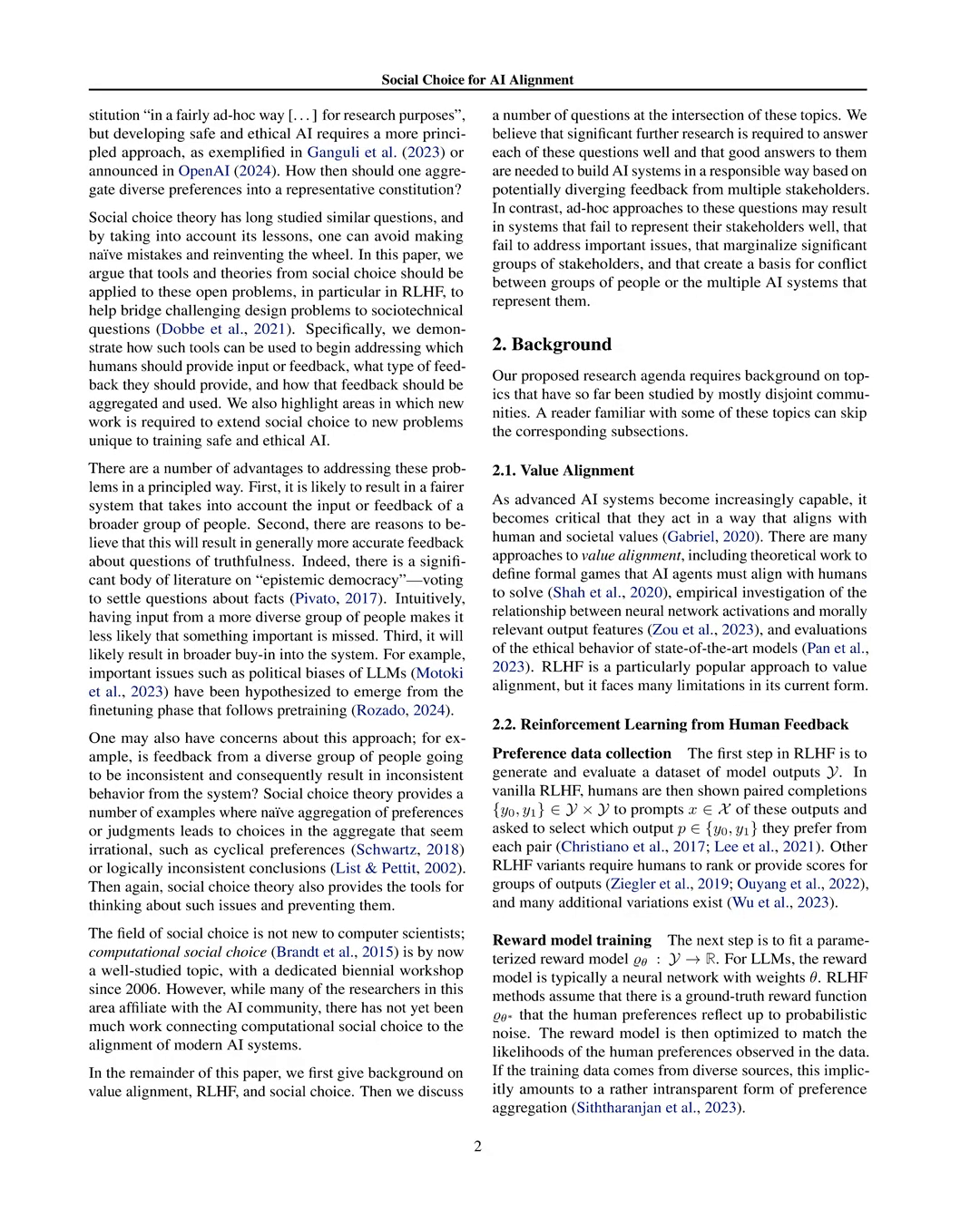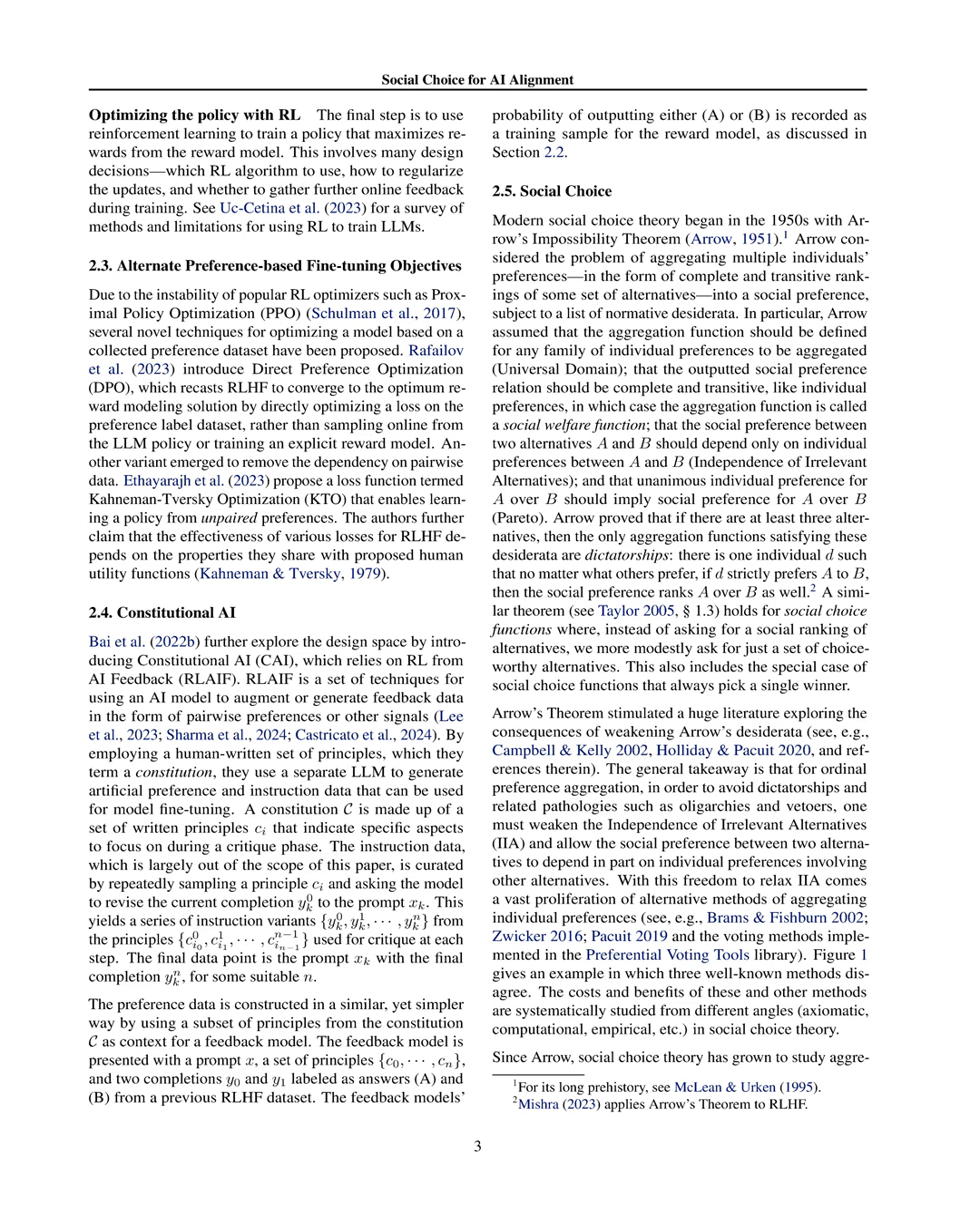The next step involves fitting a parameterized reward model to the dataset of model outputs. This reward model is optimized to match the likelihoods of human preferences observed in the data. Finally, reinforcement learning is used to train a policy that maximizes rewards from the reward model.